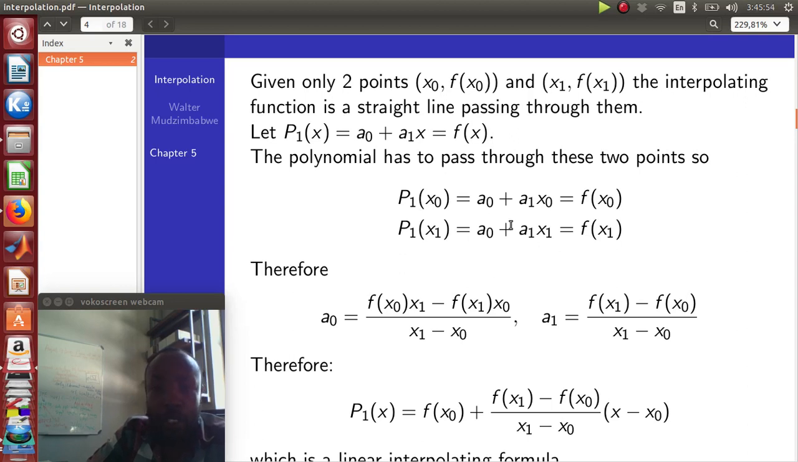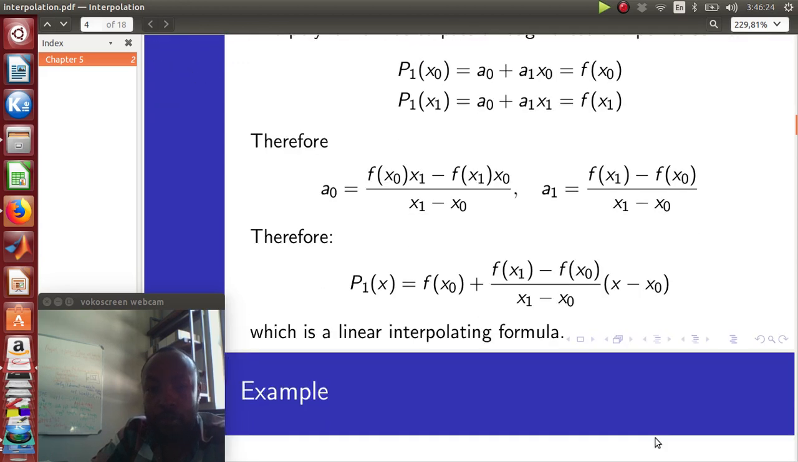So that means you end up with 2 equations in 2 unknowns, a naught and a1. You can solve these equations for a naught and a1. If you do that, you're going to get these 2 values. Now if you substitute the a naught and the a1 that we have found back into our polynomial, we have this polynomial. So our polynomial has to be like this.